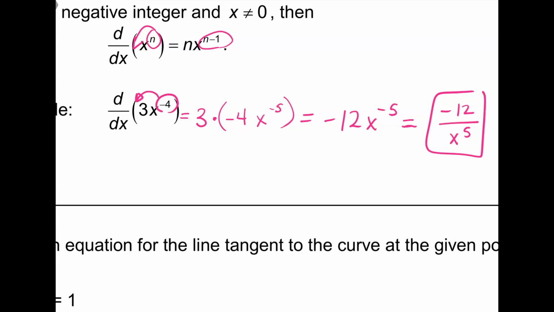Okay, there's another question. Noah? So you can leave it as negative 12 over x to the 5th. This is simplified, so you should write it that way, so you see the x on the bottom. Was that your question, Spencer?